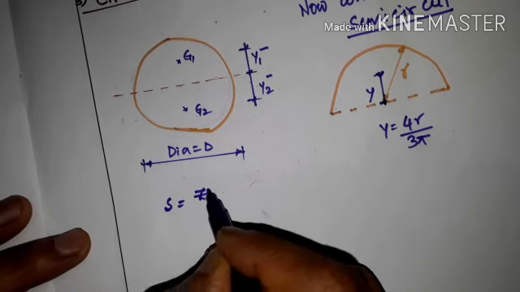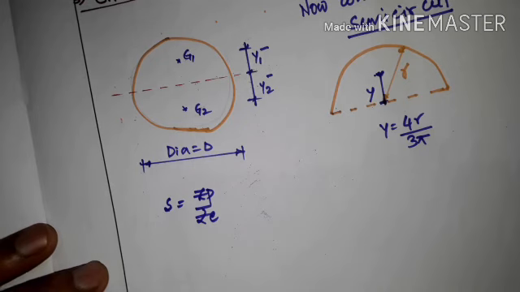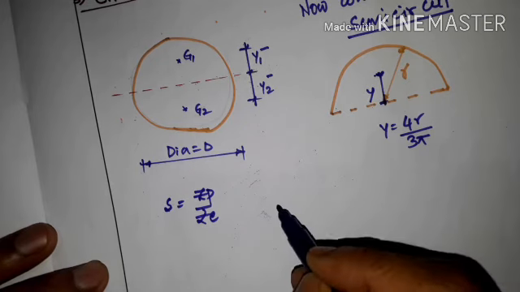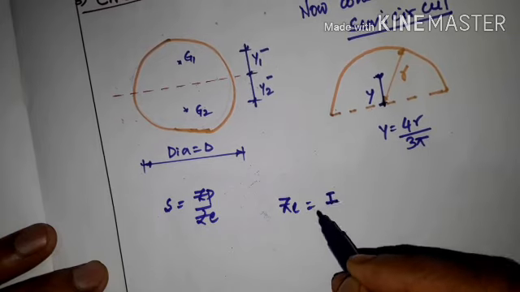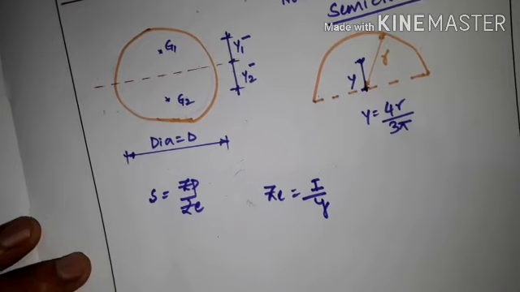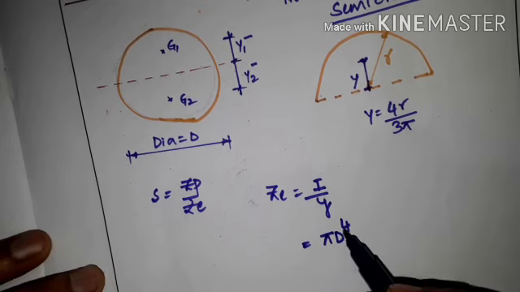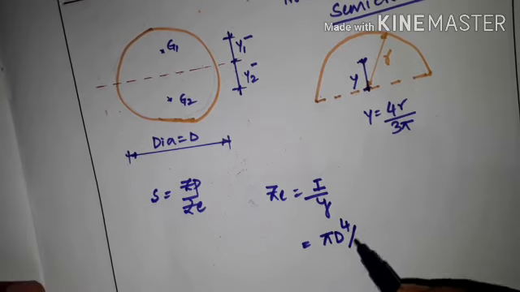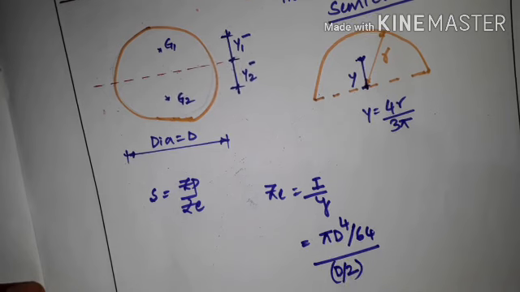So again we'll start with the steps. Shape factor is ZP by ZE, where ZE is the elastic section modulus I by Y. What is I here? Pi d raised to 4 upon 64, divided by Y, and Y is d by 2.